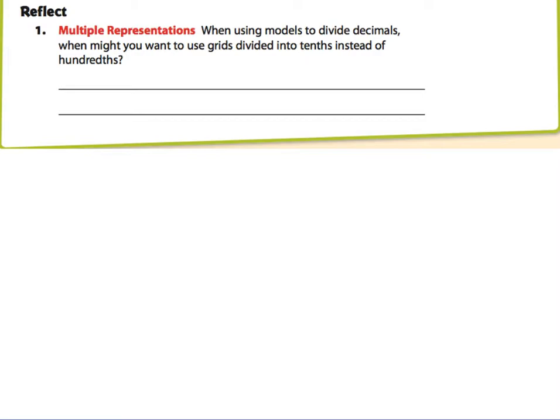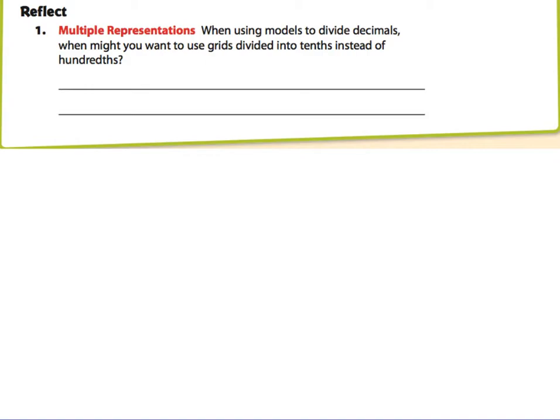Okay, so you can't see it on the screen, but in your books you can see that we are working on multiple representations. So when using models to divide decimals, when might you want to use grids divided into tenths instead of hundredths? When would you want to use models that were divided into tenths instead of hundredths?